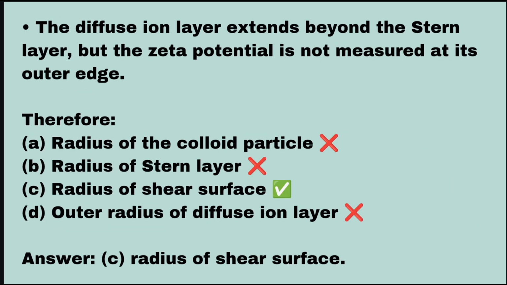Now, the diffuse ion layer extends beyond the Stern layer, but the zeta potential is not measured at its outer edge. Therefore, option A, radius of the colloidal particle, is wrong, and option B, radius of Stern layer, is also wrong. Option C, radius of shear surface, is the correct answer, and option D, outer radius of diffusion ion layer, is also wrong. So the correct answer is option C, radius of shear surface.